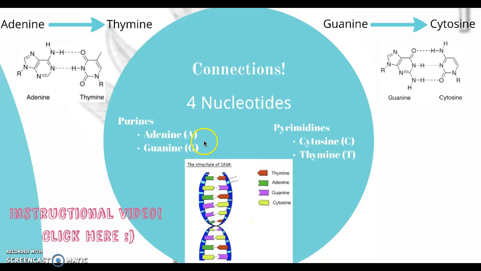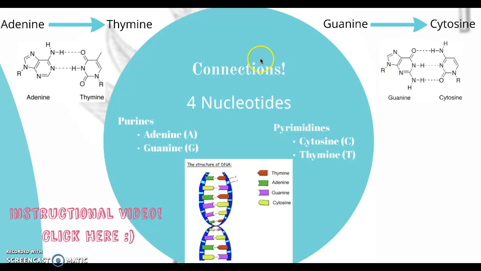Each of these 4 nucleotides has a base pair that they connect to. For example, adenine only binds to thymine. So A binds to T, always. And guanine always binds to cytosine. G always binds with C.